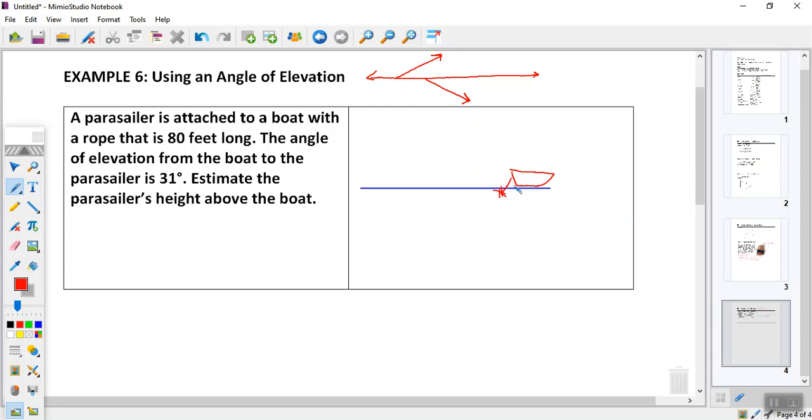Angle of elevation here, kids, what's the angle of elevation for that chord? 31 degrees. Now, the angle that we're talking about is always made with the horizontal part. Okay, so we're going to call this 31 degrees. Kids, what's true about the length of the rope? 80 feet. So if this is 80 feet, wouldn't that be from the boat to where I am up here yelling, oh my God, get me down?